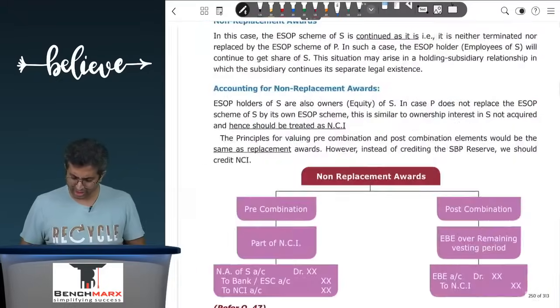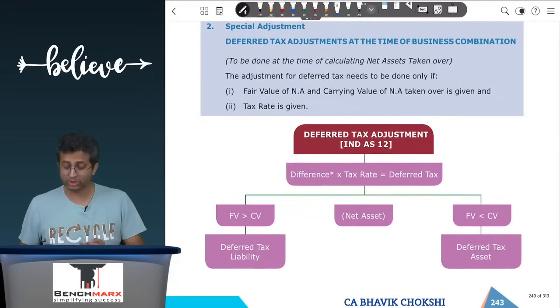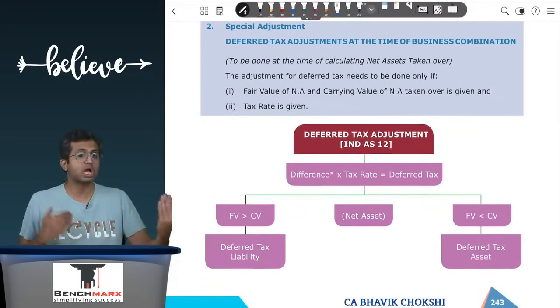There was another special case that we kind of bypassed earlier, which was on deferred tax, which is very important because it covers two of the most important standards.